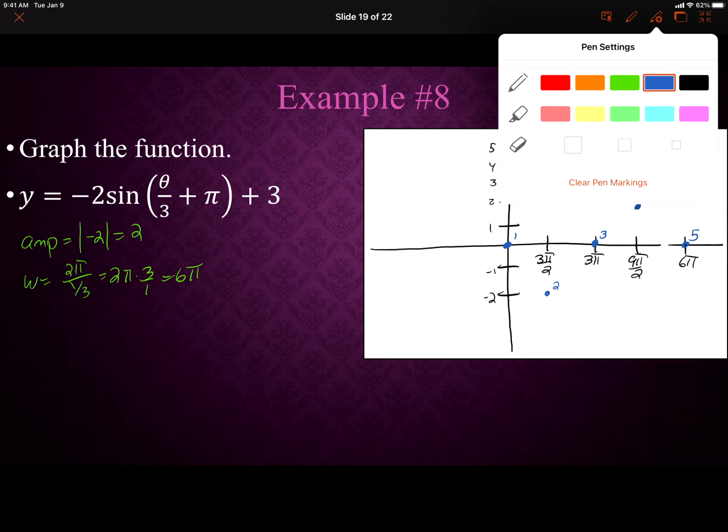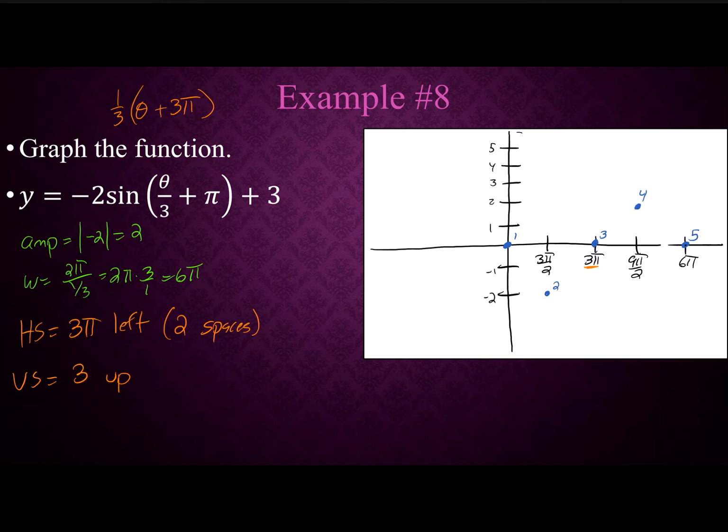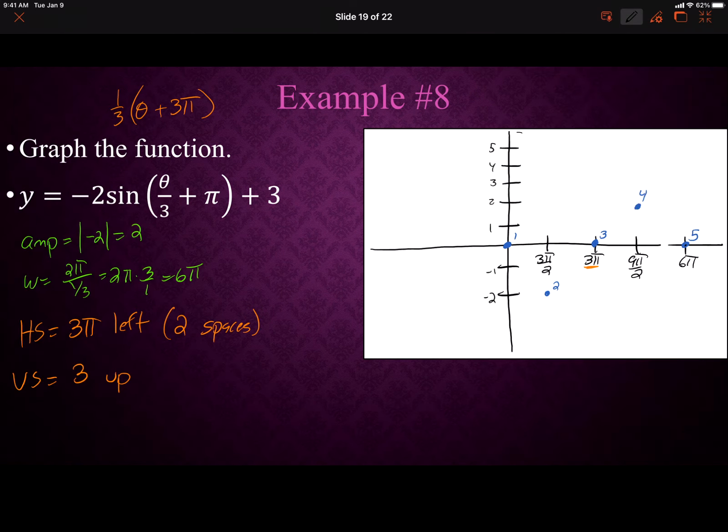Now for the horizontal shifting and everything else, we recognize we need to factor out the 1/3 away from the theta and the pi. Dividing by 1/3 is multiplied by 3, so it becomes plus 3 pi here. So our horizontal shift is 3 pi to the left, which you can recognize 3 pi is the second point, so this will be 2 spaces. The vertical shift is plus 3, so it's 3 up. So each point is going to go 2 spaces to the left, so I need 2 more horizontal points here.